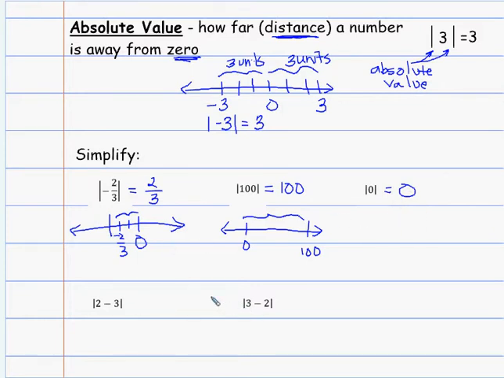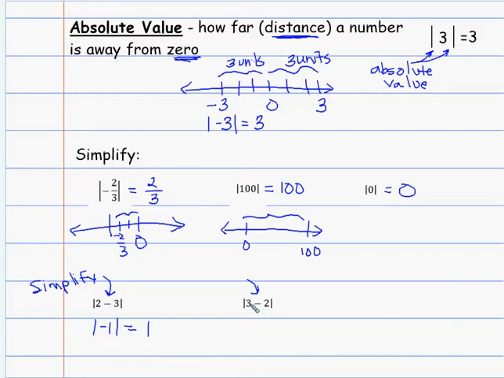These two problems on the bottom are a little trickier in that you have to simplify in here before you do the absolute value. So we need to subtract 3 from 2. If you had 2 and you subtract 3, you would end up with -1. And now we're saying, what is the absolute value of -1? Well, how far away from 0 is -1? It's 1 unit away.